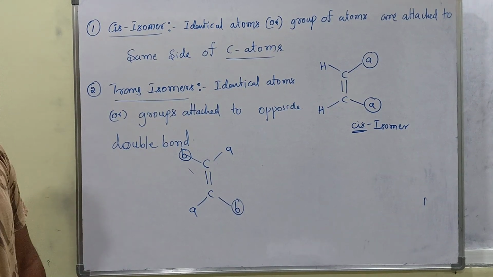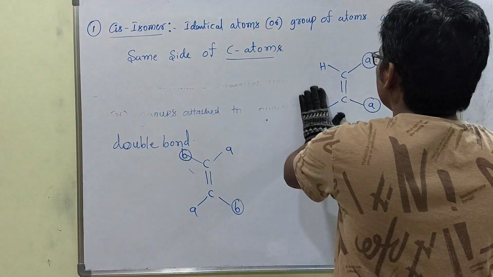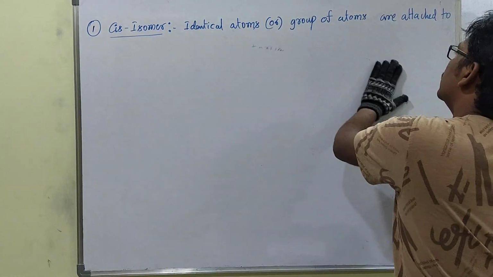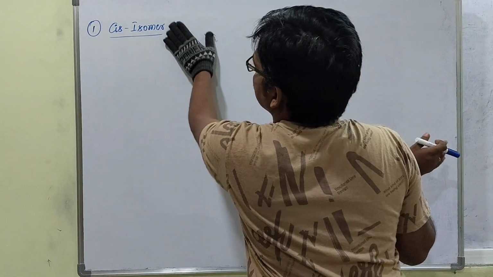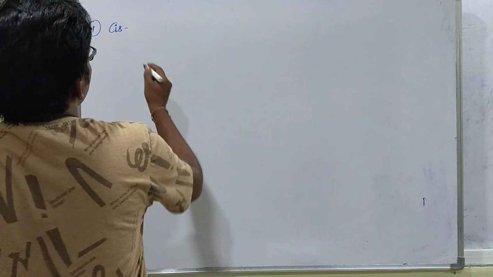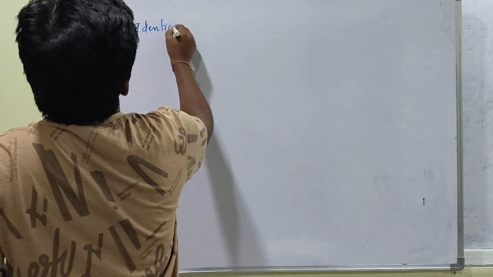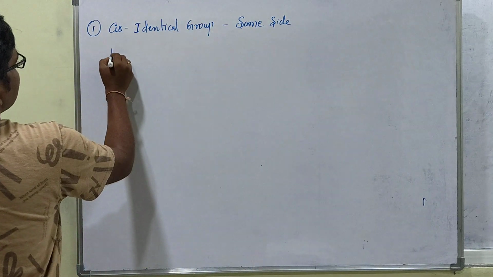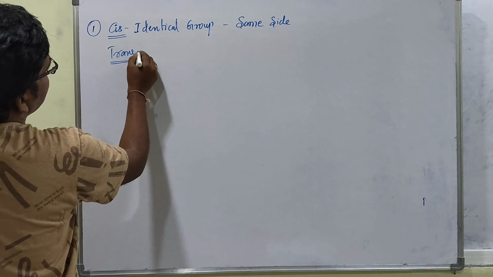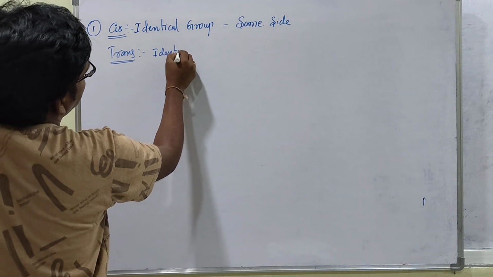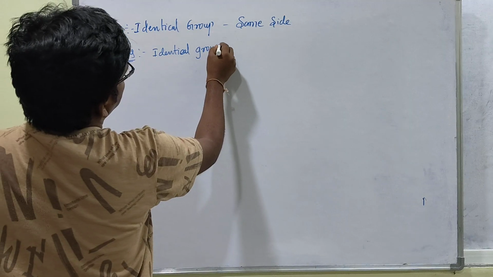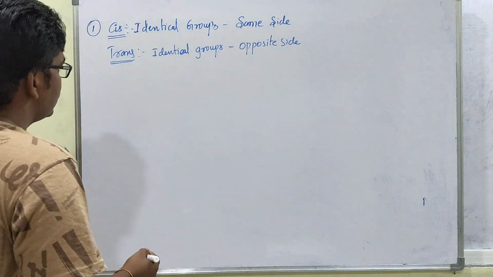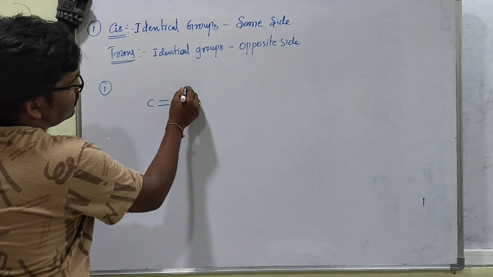So which type of compounds can exhibit cis-trans isomerism? Sir, I told you that cis isomer is nothing but identical groups attached to the same side. Then trans isomer is nothing but identical groups attached to the opposite side. Cis isomer means identical groups on the same side should be attached. Trans isomer means identical groups on the opposite side. Clear? Sir, for example number 1, C double bond C, right?